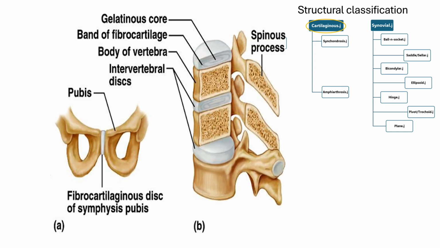Now the second subclassification of cartilaginous joint is a secondary cartilaginous joint, which is also called symphysis or amphiarthrosis. These are joined by fibrocartilage and they're permanent. Examples include the intervertebral disc between the vertebral bodies. Then we also have the pubic symphysis where both the hip bones are joined by fibrocartilage, and this forms a secondary cartilaginous joint.